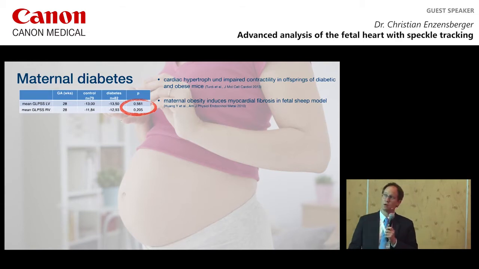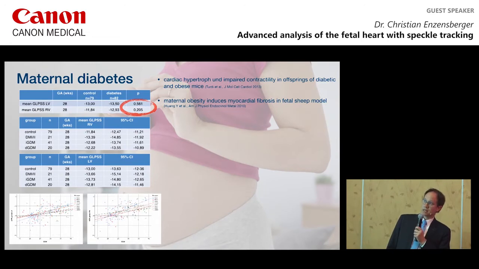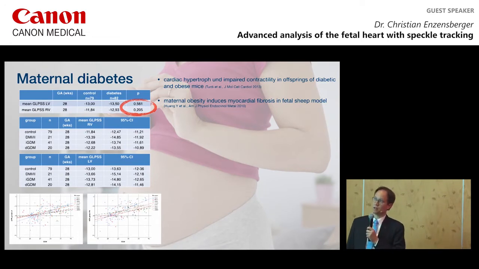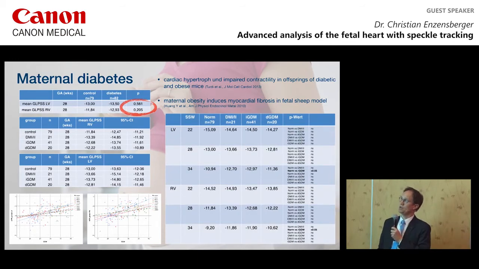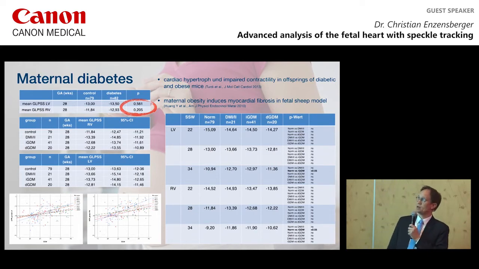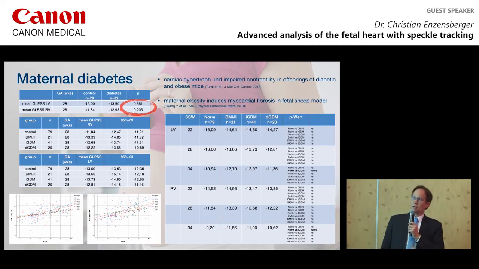When we performed a subgroup analysis, checking controls versus diabetes type 1 and 2, insulin-dependent and non-insulin-dependent gestational diabetes, we could see that only in the group of insulin-dependent gestational diabetes in the third trimester were the global longitudinal strain values slightly raised compared to the normal situation, because we know from the normal values that with ongoing pregnancy and maturation of the myocardium, the strain values go down.